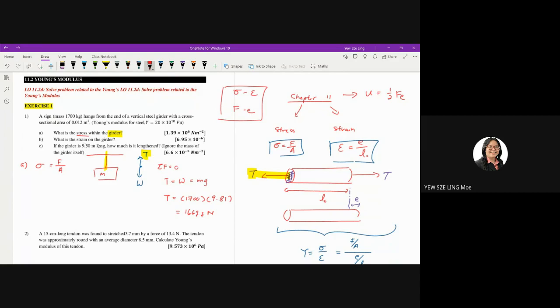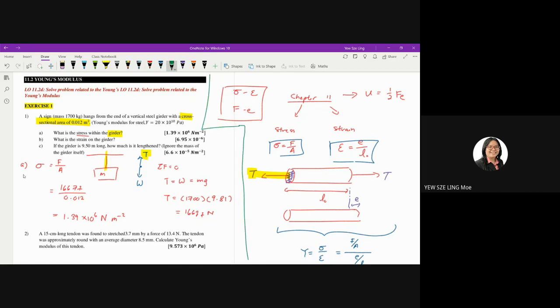Then how about the cross-sectional area? This question is being very nice to you. It straight away gives you the cross-sectional area already. You don't have to calculate it. So basically, sigma is then equal to 16677 divided by 0.012. So the final answer is 1.39 times 10 to the power of 6 Nm^-2. And of course, if you want to use Pascal, go ahead. Both are correct, so both are accepted. So that is question A.